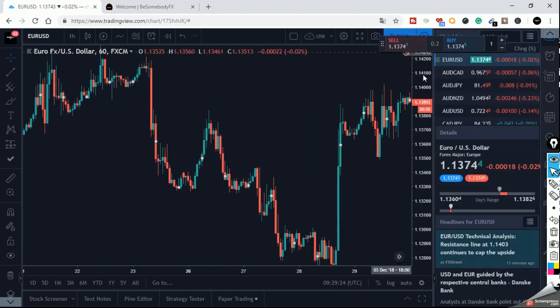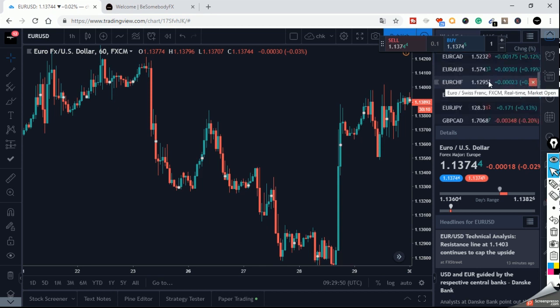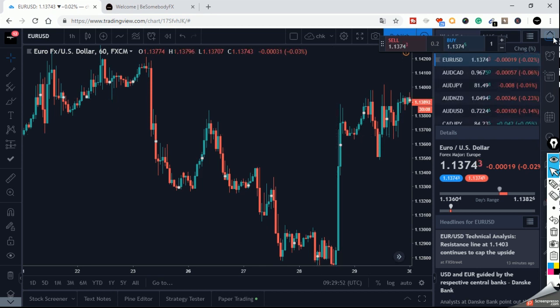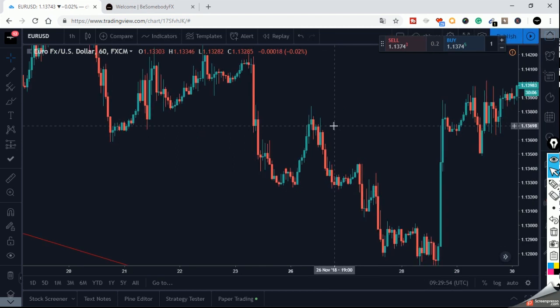But where you can use this strategy, you can use it on the euro pairs. Okay, this strategy being based around the London Open, we want to use it on pairs based around the London Open. So the euro pairs or the pound pairs. Okay, it's that easy.